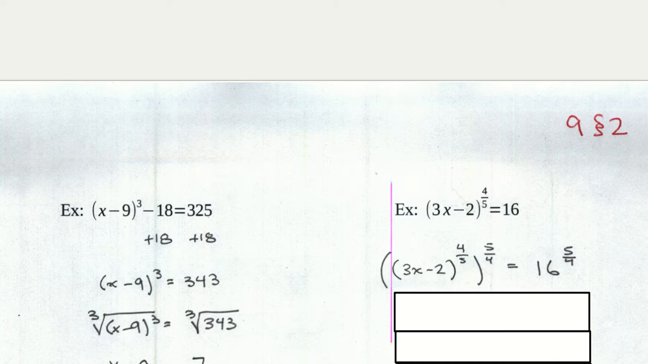The left side's even easier. The 5's cancel, the 4's cancel, and we're left with nothing more nor less than 3x minus 2.